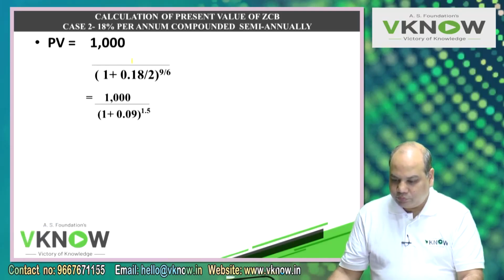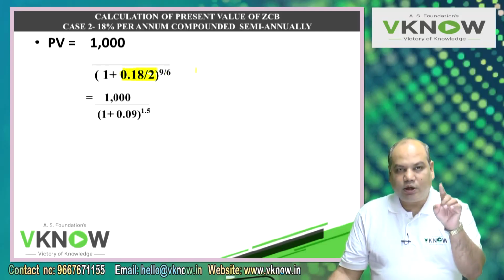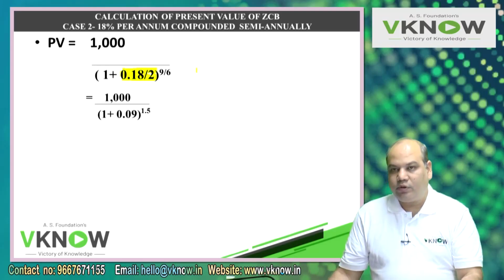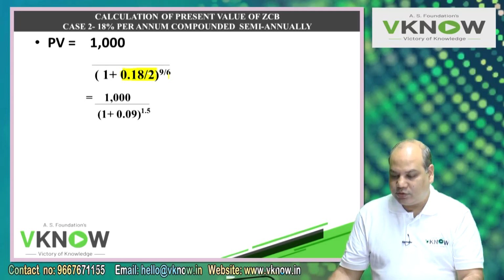Now what you will do? You will divide this interest rate by 2. 1 plus 0.18 by 2, and you will multiply 9 by 12 into 2. So 9 by 12 into 2 will become 9 by 6, or 1.5. So you can directly write 1.5, or otherwise 9 by 12 into 2, 9 by 6. So now you simplify it for further calculations.